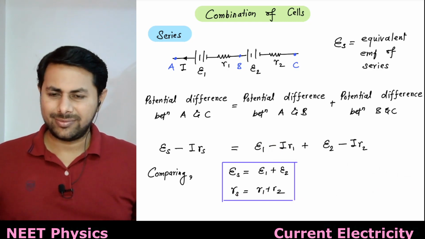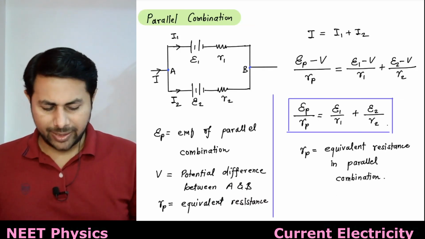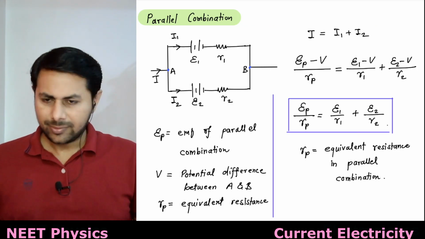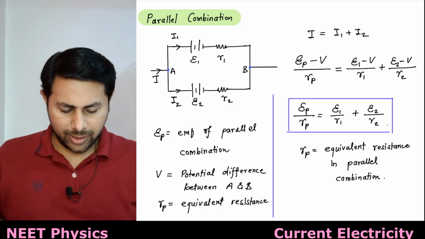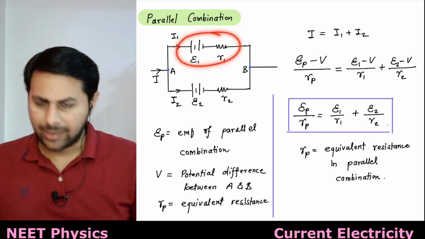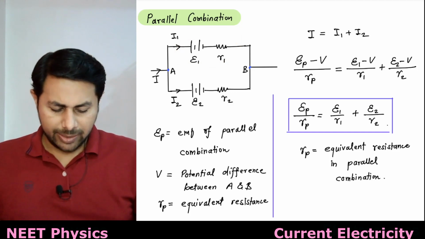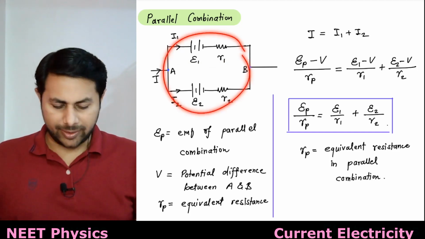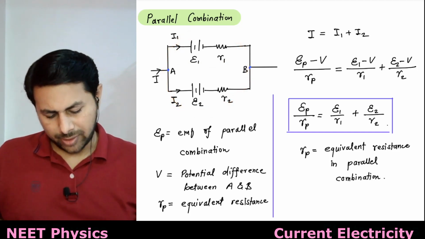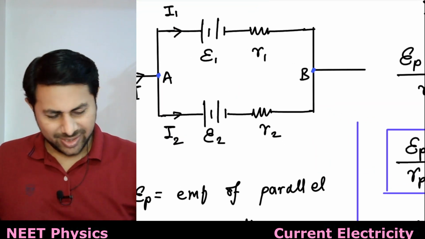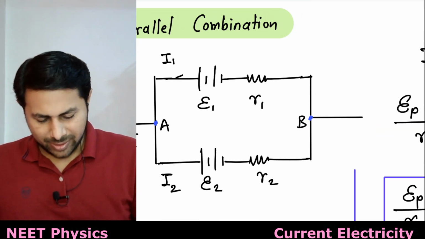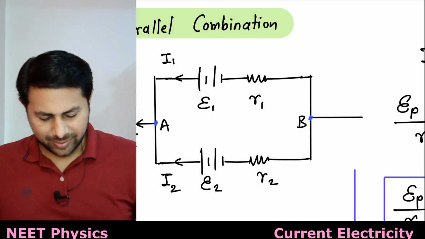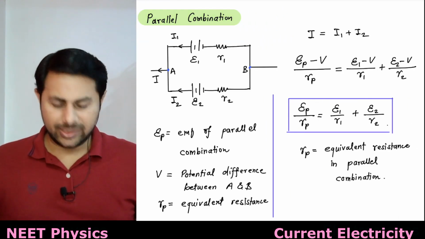This is clear. Similarly, we have a combination of cells in parallel. Here you will have two cells in parallel. Suppose this combination provides some current. The direction of current should be opposite. This combination provides some current, suppose. So current is I.